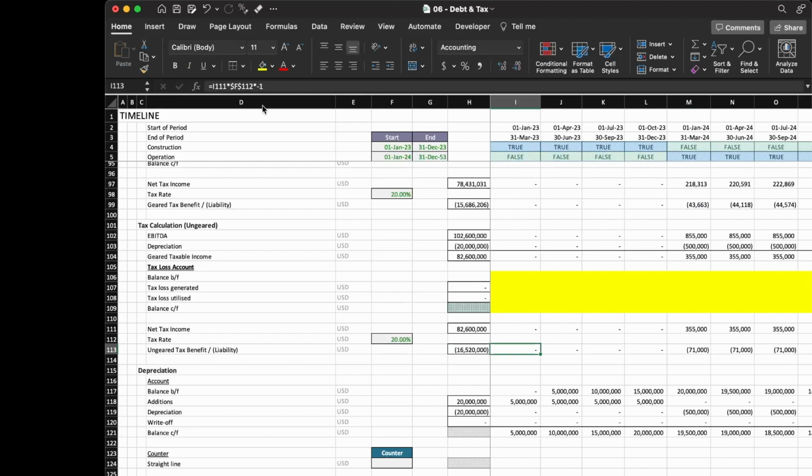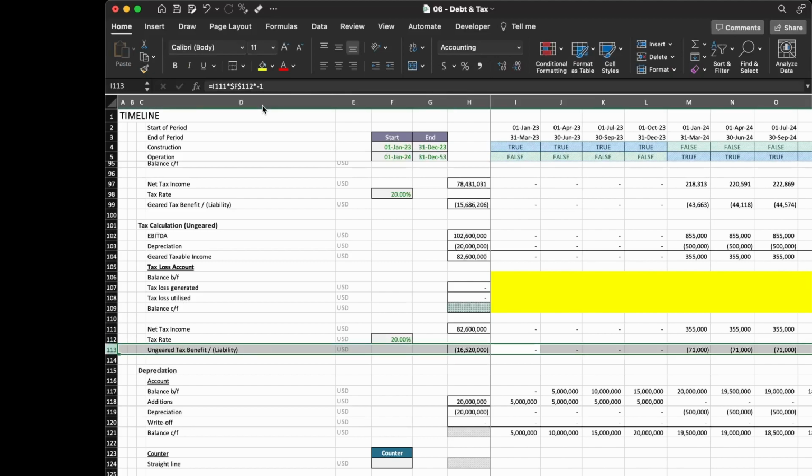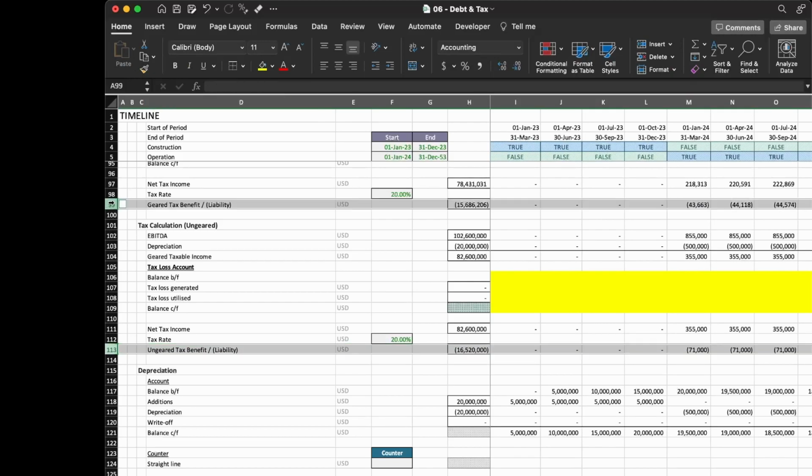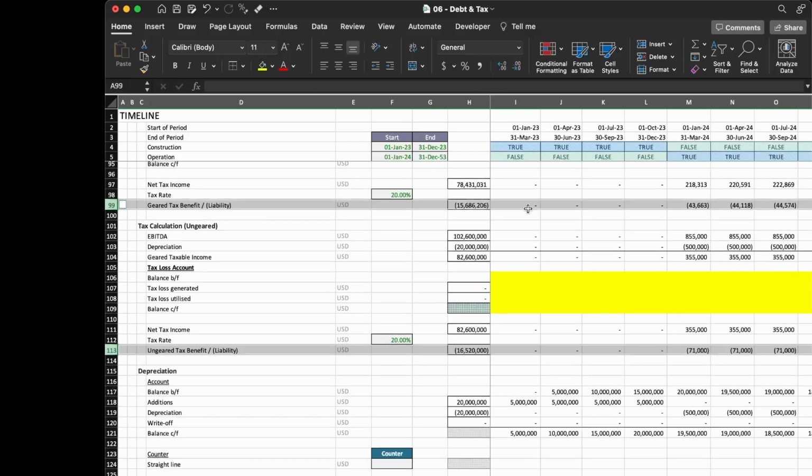So we have 16.5 million to be paid as tax in the ungeared project. But if we go for the geared project, you can see that we're paying only $15.6 million. We're paying about 1 million less tax just because of the debt that the project is taking. So that's essentially the difference between the project and equity returns.